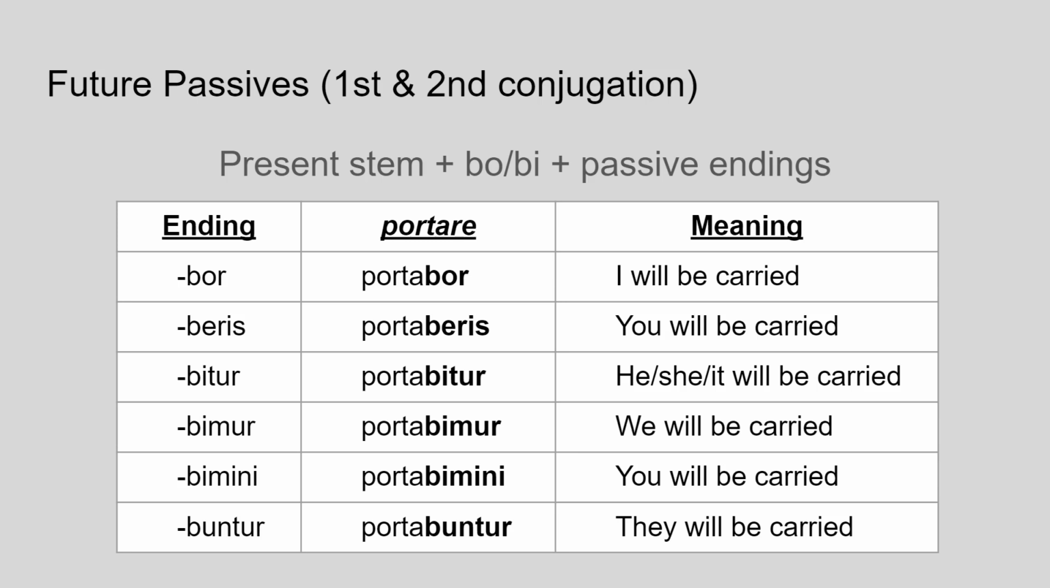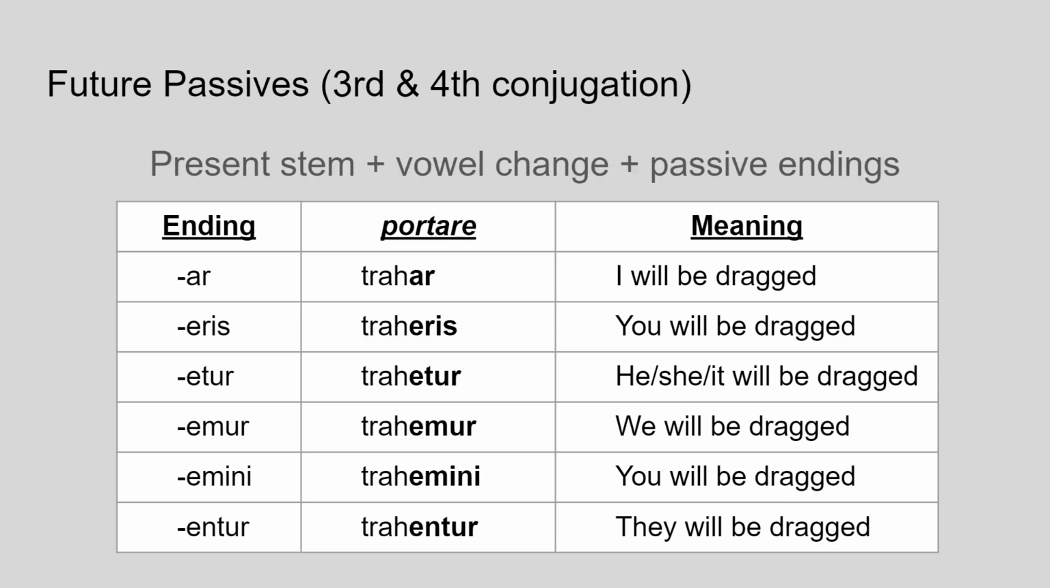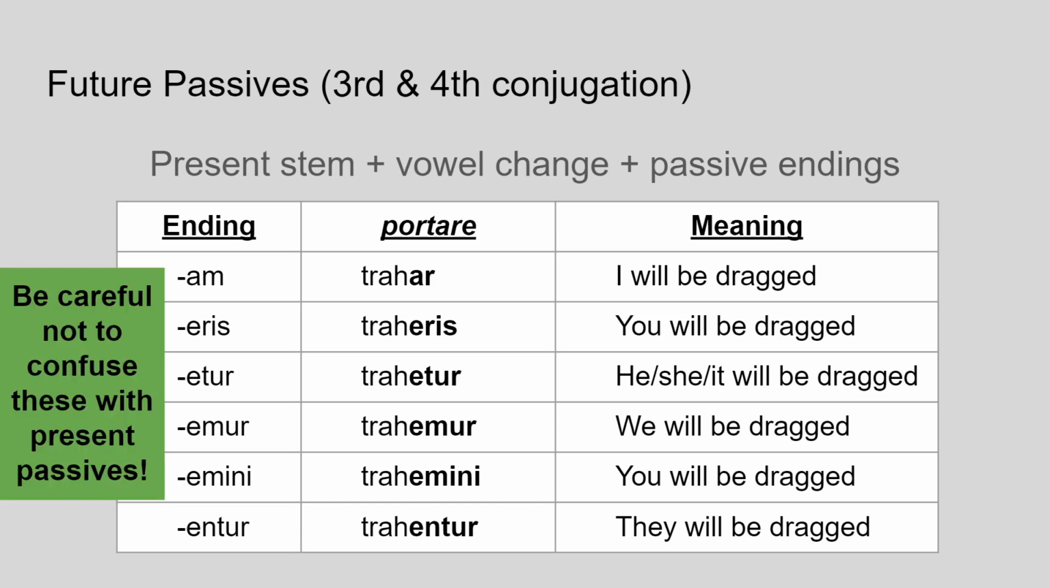However, remember, this is just the first and second conjugation. There are 2 forms of the future, just like there are in the active. Instead, we have ar, eris, etur, emur, emini, entur. Now this might seem confusing because it seems like the present tense. However, the thematic vowel has changed. Traho in the present active is traho, trahis, trahit, and in the present passive is trahor, traheris, trahitur. So the one you need to watch out for is that second person singular, you will be dragged, traheris, because it's the same as the present passive.